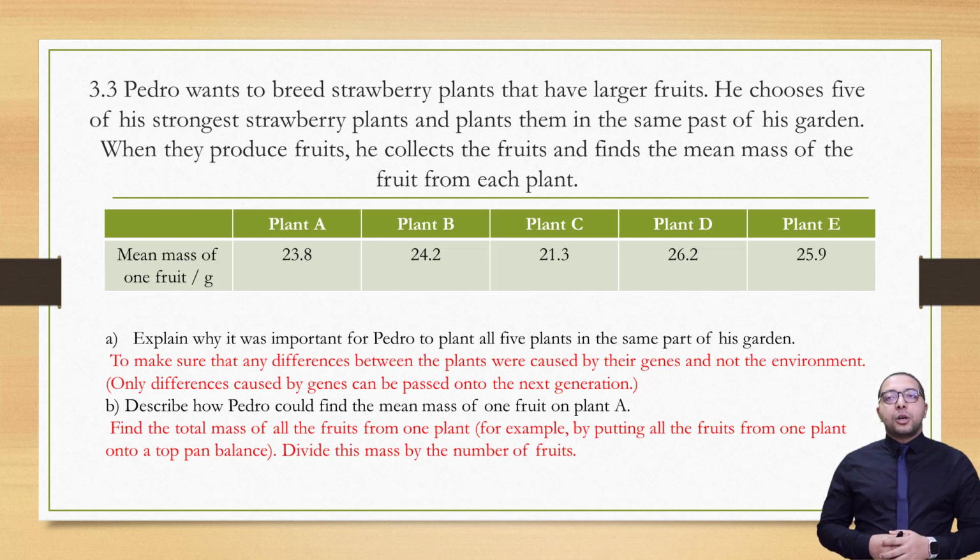Describe how Pedro could find the mean mass of one fruit on plant A. He's going to get the total mass of all the fruits from one plant, for example, by putting all the fruits from one plant onto a top pan balance, and then he's going to divide this by the number of fruits. So he's going to get the overall mass and then divide it by the number of fruits.